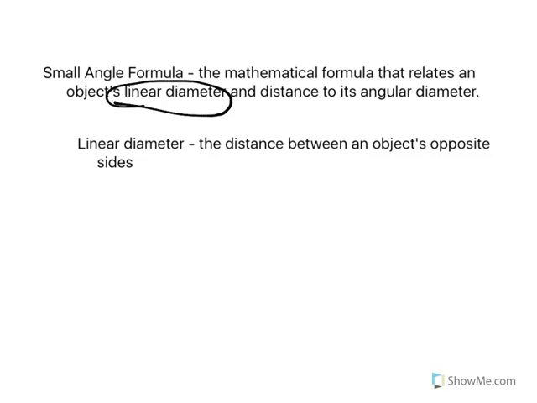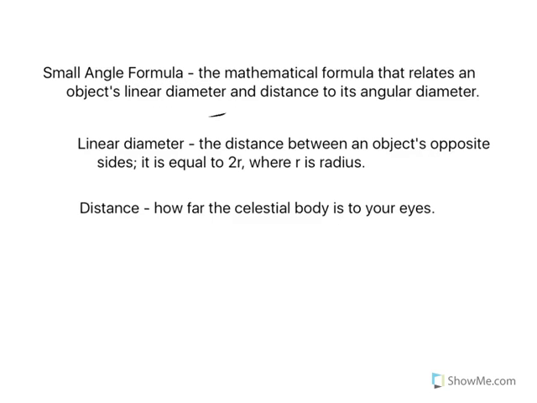The linear diameter is the distance between an object's opposite sides. It is equal to 2r, where r is the radius. So you can look a celestial body's radius up in the back of the book in the appendices, and then you multiply that by 2 and you'll get the linear diameter. Distance in this case is how far the celestial body is from your eyes.